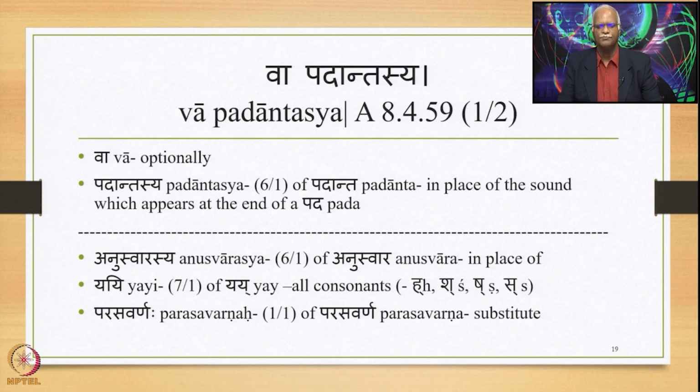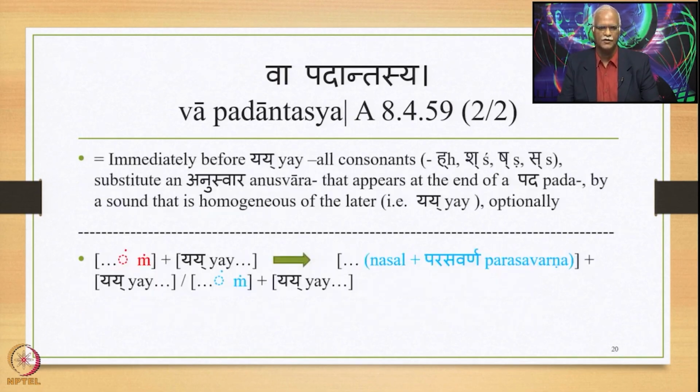Anuswarasya is continued from the previous sutra, which is 6/1 of anuswara, which means in place of an anuswara. Yai continues, 7/1 of yai. Yai means all consonants minus h, sh, sh and s. And also parasavarna continues. Parasavarna is 1/1 of parasavarna, so parasavarna is the substitute. All these elements when put together, the meaning of the sutra is generated, and that meaning is the following.